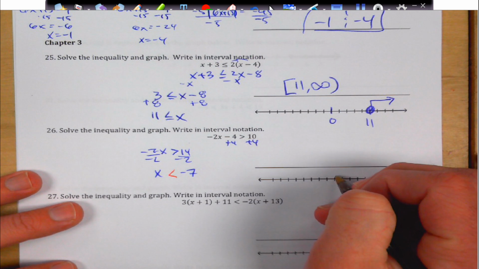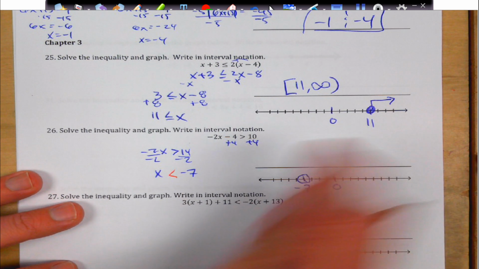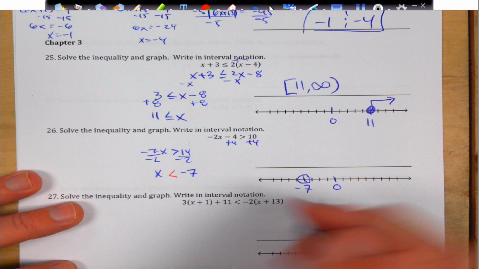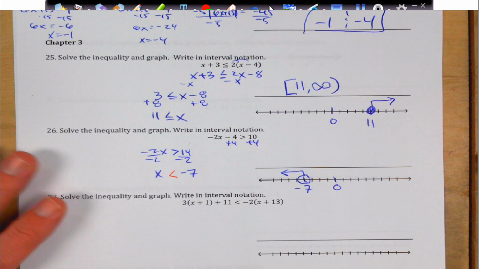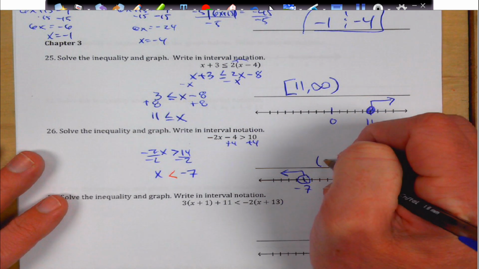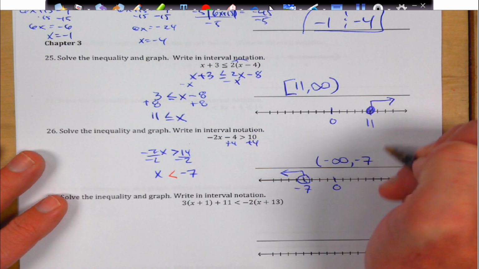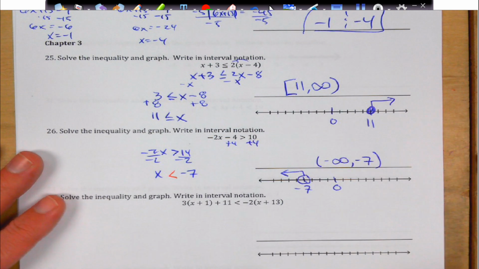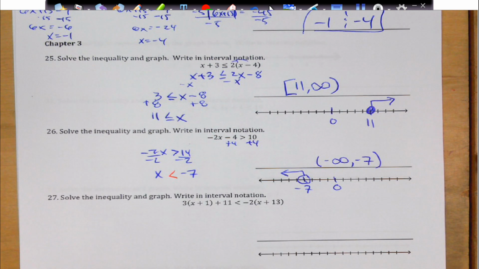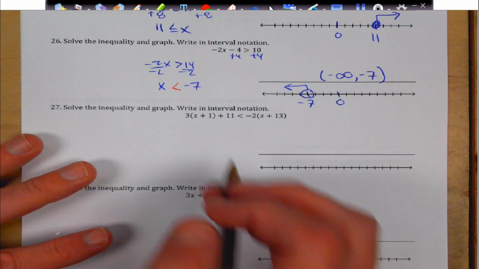So I'm going to put 0 here, negative 7. It's open. X is less than, so it's smaller. So we graph towards the smaller values. That means I have to start my graph with smaller values. So I'm at negative infinity. I go all the way up to negative 7. Now I don't put a bracket like I did before, because open circle, I just put a parentheses.